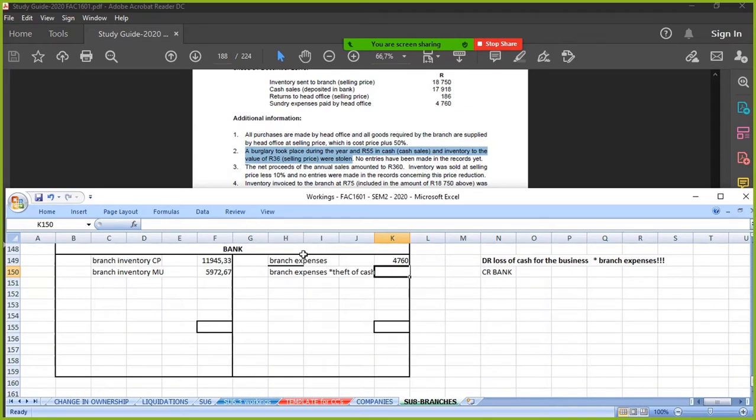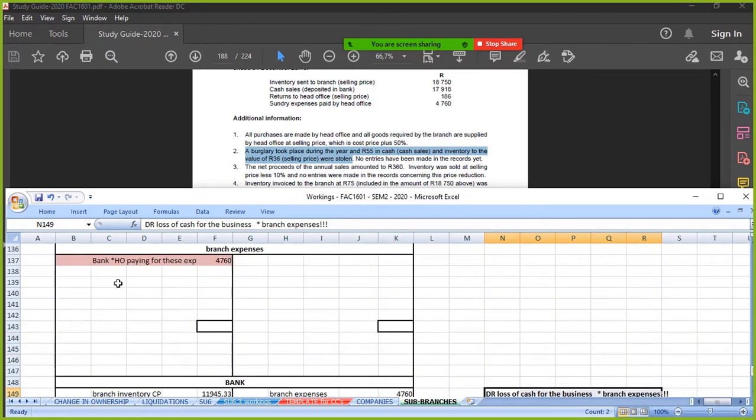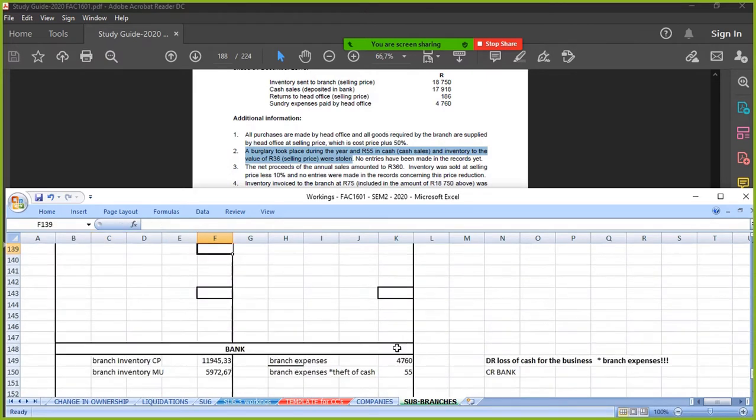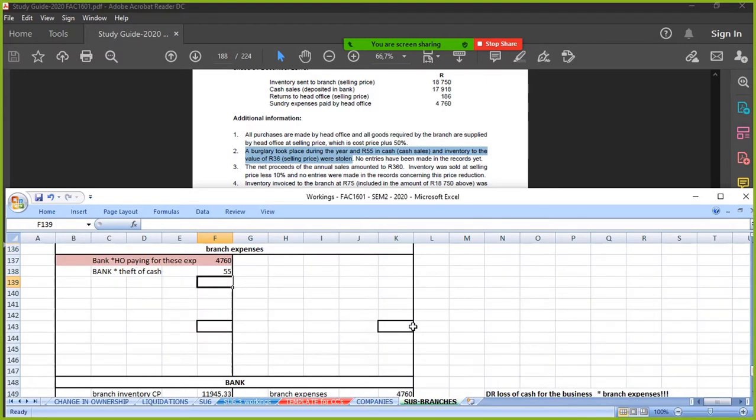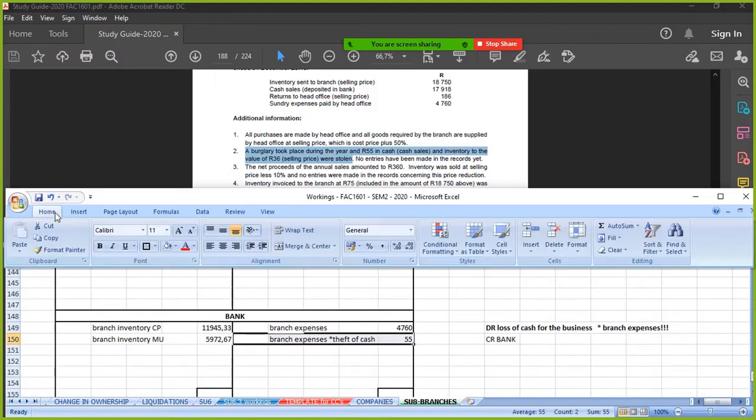Okay, so how much was it? 55. So 55 cash came out of the bank, and that would have affected the branch expenses. Good. Okay, so did we have that? Yeah, we do need to show it. Okay, so bank here. Theft of cash. How much? 55. Okay, is that all right? Yes. Did I cover everything? Let's just double check. Yes. Okay, 55 cash stolen. I've got the theft. Maybe let me highlight that.